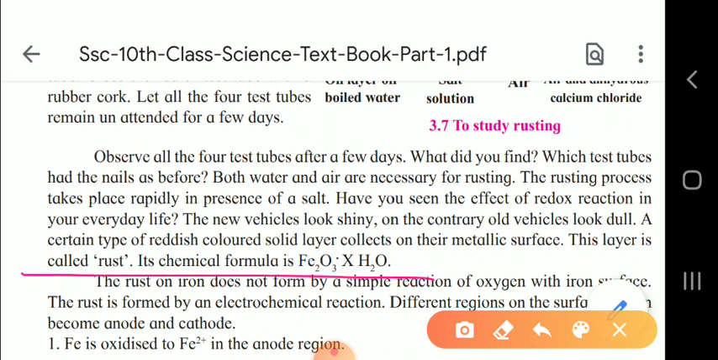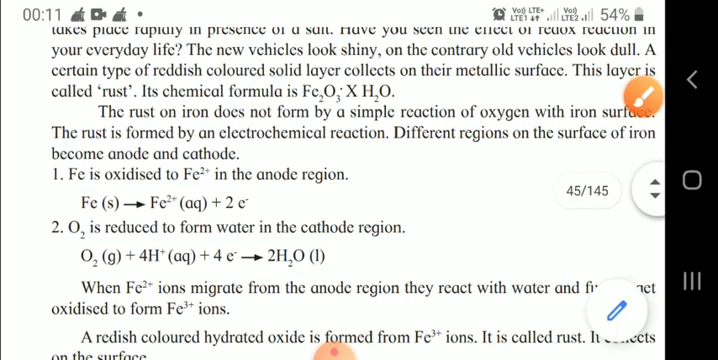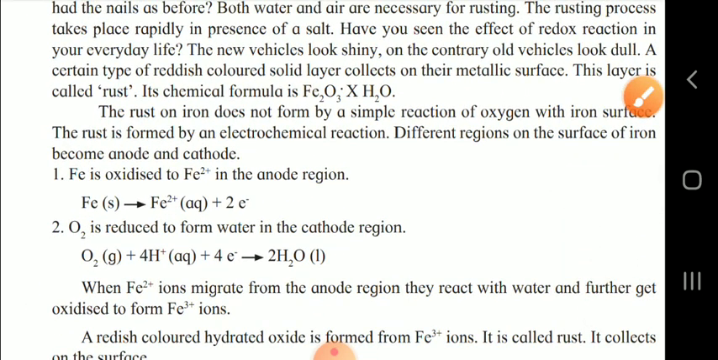The rust on the iron does not form by a simple reaction of oxygen with the iron surface. The rust is formed by an electrochemical reaction. So this you have to learn. Iron is oxidized to Fe2+ at the anode. So Fe will change to Fe2+ (aqueous) plus 2 electrons.